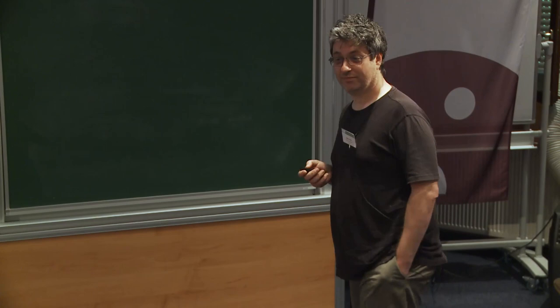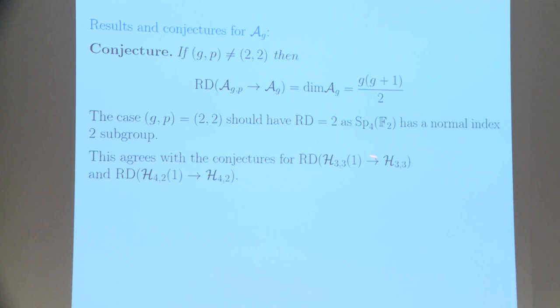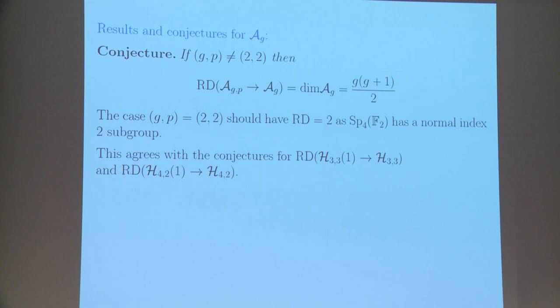So one thing is that this agrees with the conjectures in this case for the two classical problems. Remember, in this case, we said it should be 3. And then we related this one to, which one did we relate it to? I meant to get 3. How am I meant to get 3?